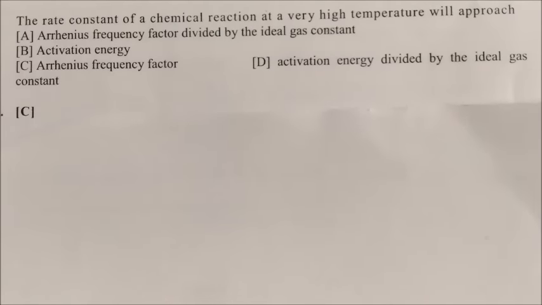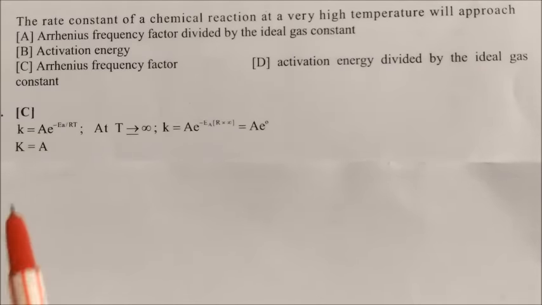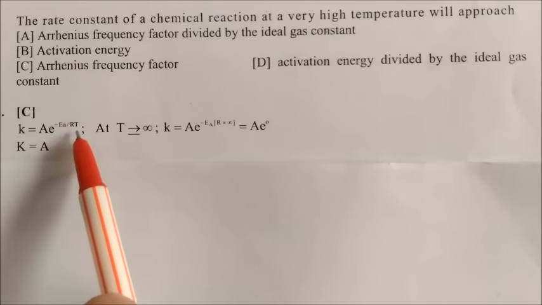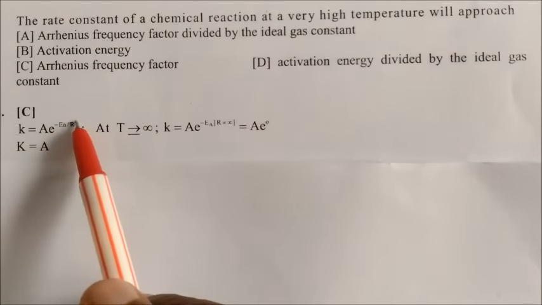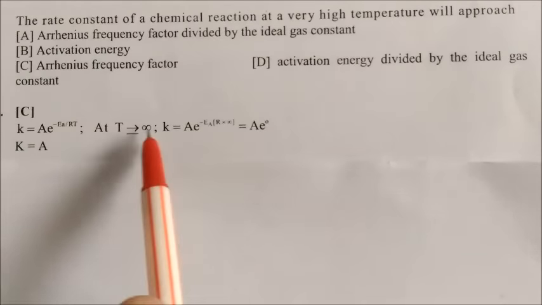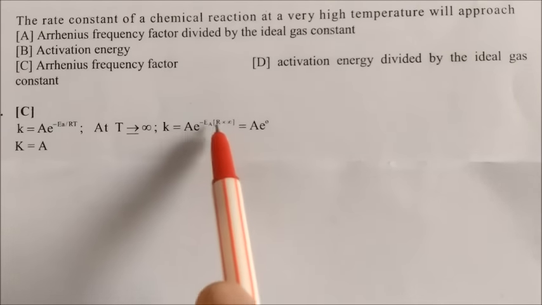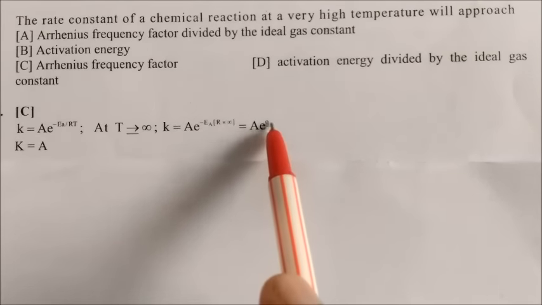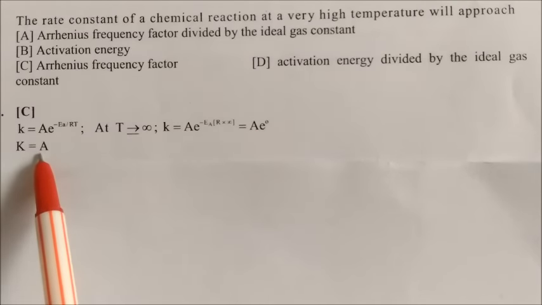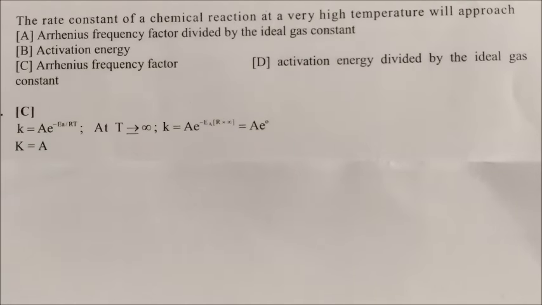First we'll just see the theory. The rate constant is equal to the Arrhenius factor times e to the power minus Ea by RT. Now the temperature is in the denominator. Since the temperature is very high, the whole exponent value will come to e to the power naught, which is nothing but 1. In this case, the rate constant is equal to the Arrhenius factor. So the answer is C. Arrhenius frequency factor is the constant.